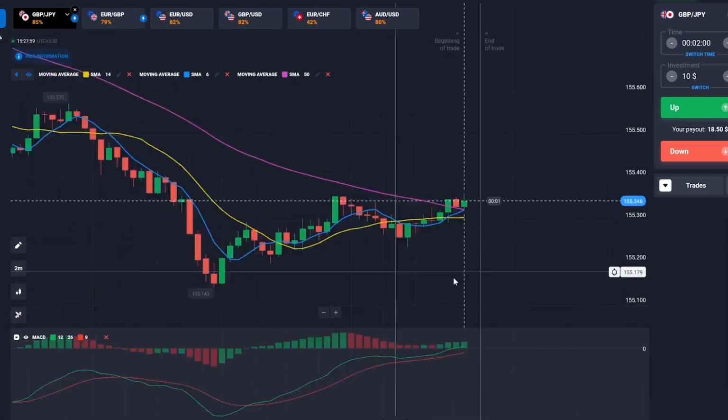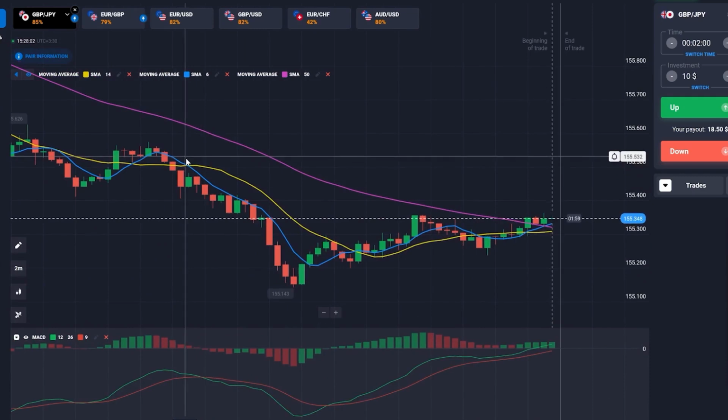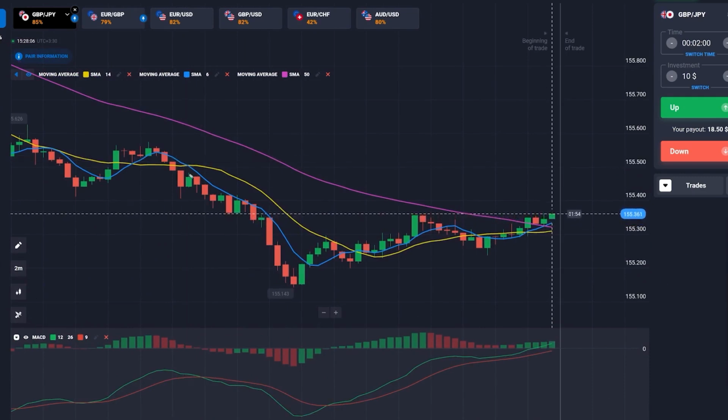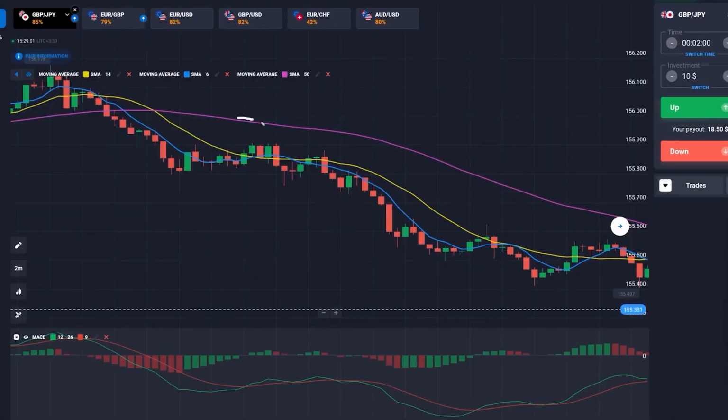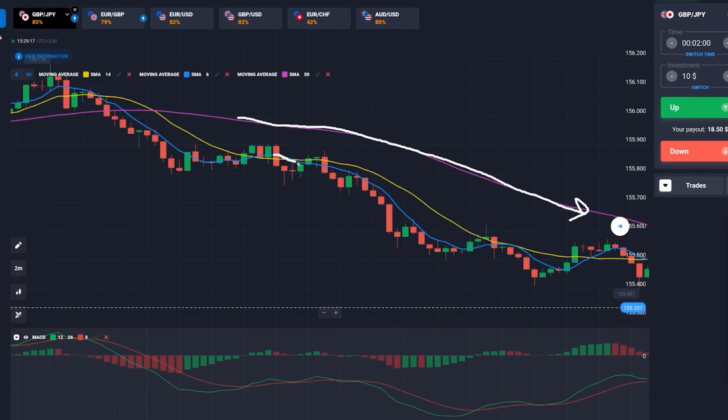Let's go over a few examples. In the previous one, we looked at the moving averages crossed for a sell trade, and we saw the same thing happen on the MACD. Now here's something important. We see that the 50-period moving average is above the candles, indicating a downtrend. So that's our first condition met. The second point is that the 6-period moving average crossed below the 14-period moving average, which confirms the sell signal.